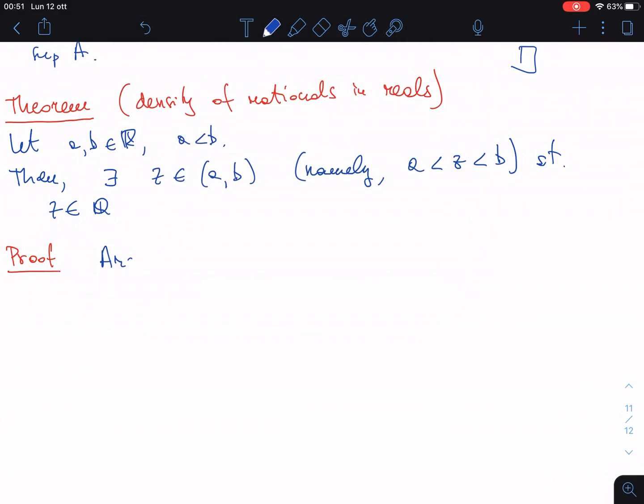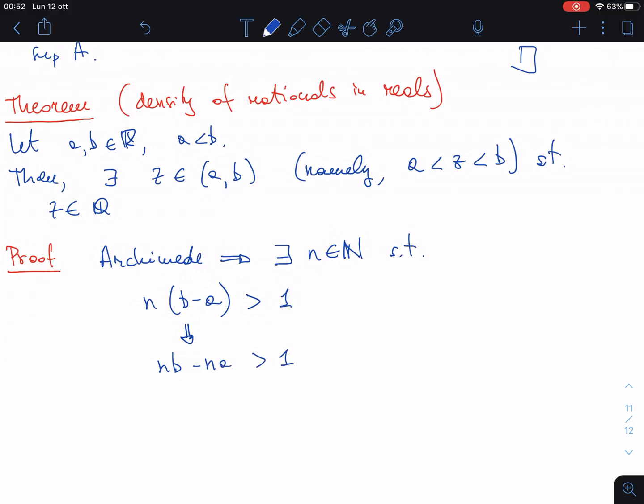So there exists a natural number n such that n times b minus a, which is positive because of this hypothesis, is larger than 1. So we compare 1 and b minus a and we apply Archimedes property. Okay? So this means that nb minus na is larger than 1. So picture, here you have na, here you have nb, and this interval is larger than 1.